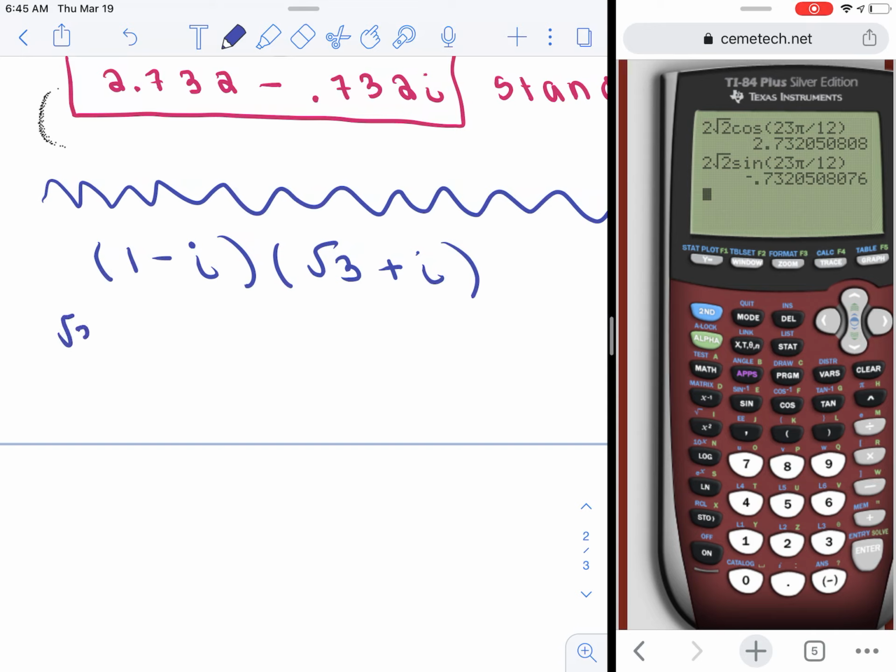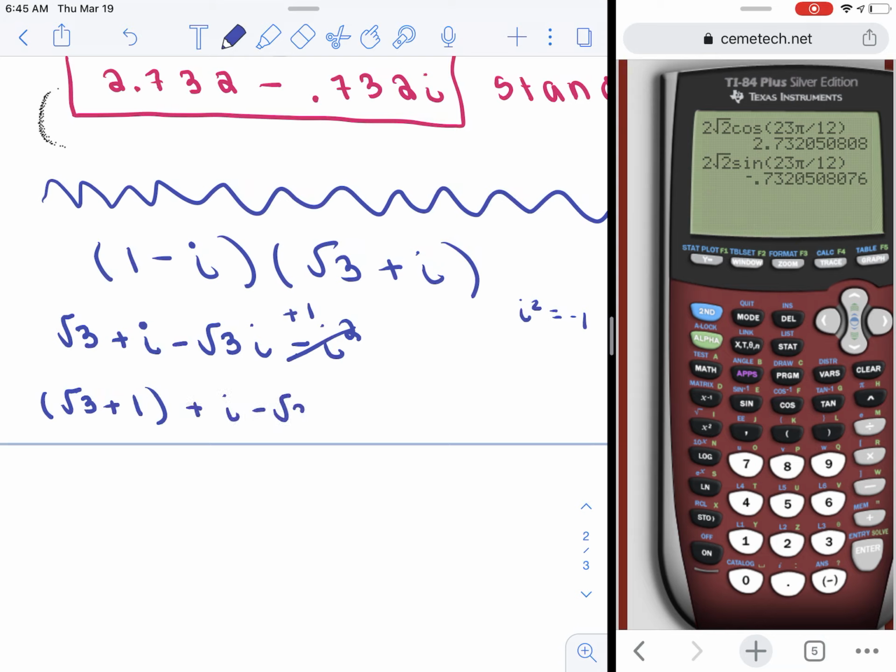So if we multiply, we're going to get this root 3 plus i minus root 3i minus i squared. So what we're going to get here is this would become a positive 1. So remember, i squared equals negative 1, but since there's a negative in front, it becomes a plus 1. So what we can do is take our real numbers and put them together, and then we can take our imaginary parts and put them together. But let's factor out the i from those parts. So if I take out an i, I would have 1 minus root 3. And then I still have this real part of root 3 plus 1.